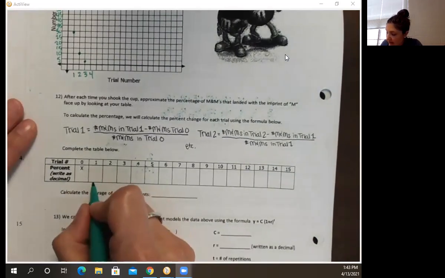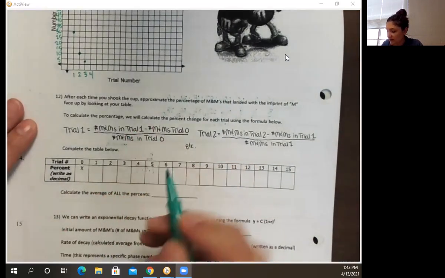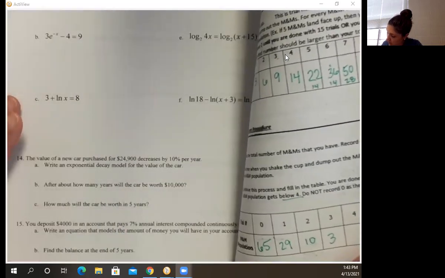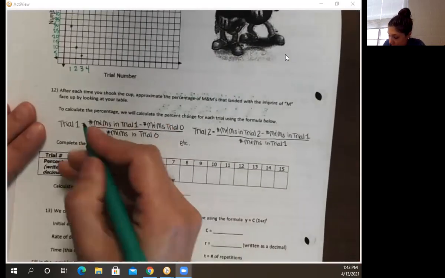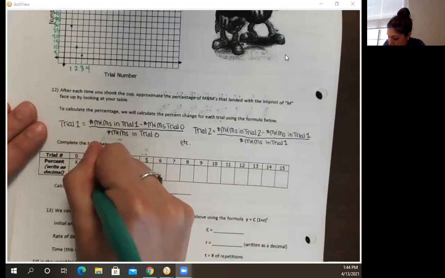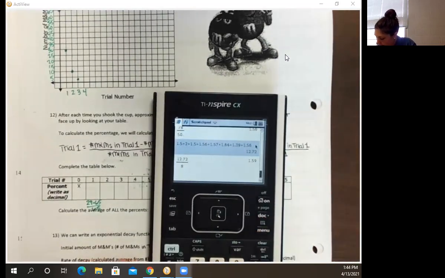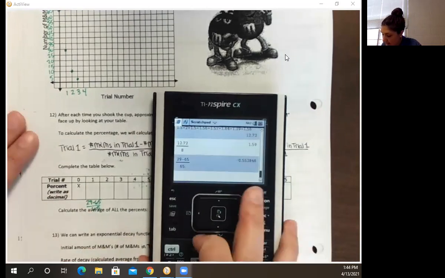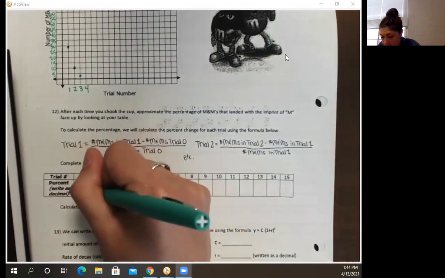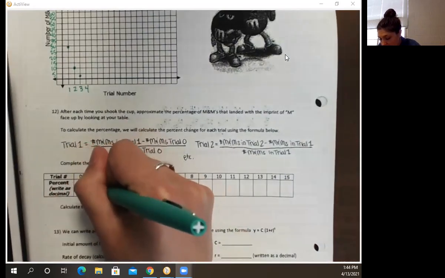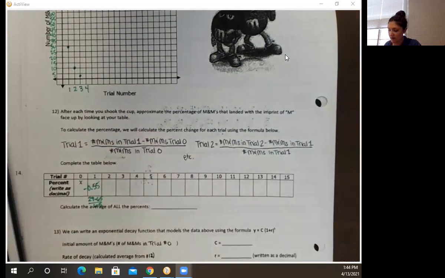So for our first guy here, again, new minus old divided by old. So our new was 29. 29 minus 65 divided by 65. So I get my calculator up and going here. This would be 29 minus 65 divided by 65. And I got negative 0.553, so 0.55.